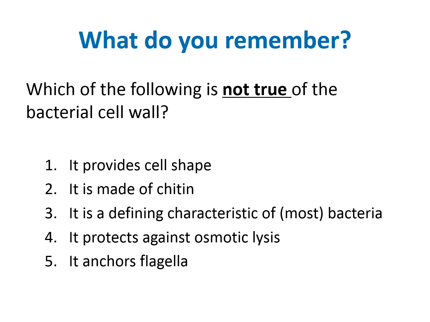Before we move on, let's see if you can answer this question from Chapter 4. Which of the following is not true of the bacterial cell wall? Is it number 1, it provides cell shape? Number 2, it's made up of chitin? Number 3, it's a defining characteristic of most bacteria? Number 4, it protects against osmotic lysis? Or number 5, it anchors flagella? Which one of these is not true of the bacterial cell wall?